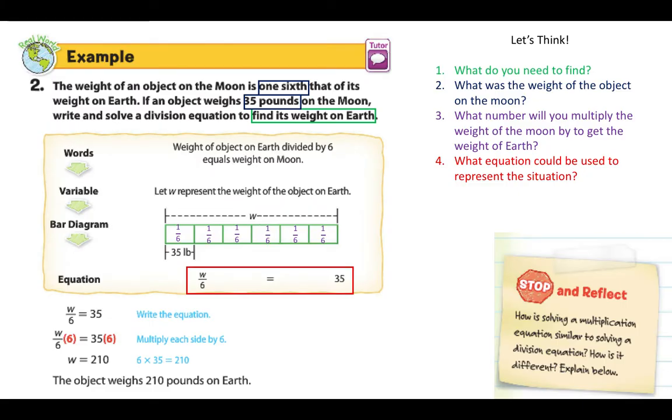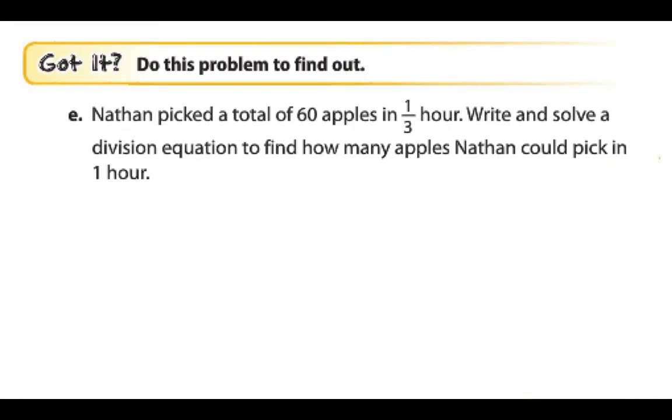Oh, my bad. We use either multiplication or division. But the difference, of course, is the operation. So here, to solve, we multiply on both sides. If it was a multiplication equation, we would divide on both sides. All right, pause the video, try this one on your own, and we'll see how you do.